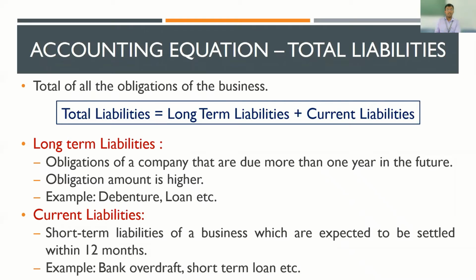Another aspect about current liabilities is that the amount which is involved usually for current liabilities will be very small. Some examples will be bank overdraft, short-term loan. Now remember, long-term loan is a long-term liability, short-term loan is a current liability. Why? Because the tenure is very less. Okay? So that is about the total liabilities of the firm.